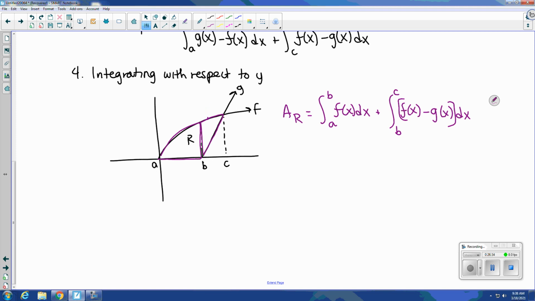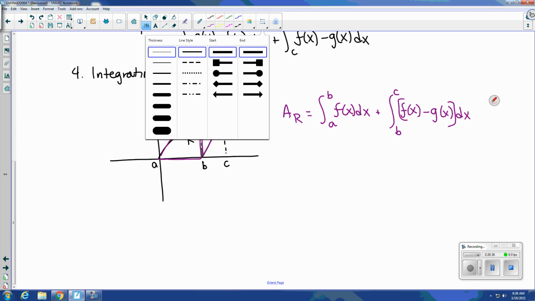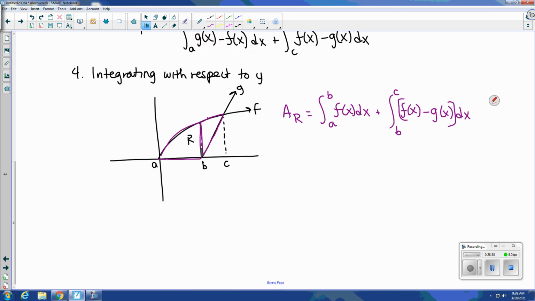If we're going to do that, the first thing you always need to make sure of, if you're going to integrate with respect to y, is that your functions are redefined in terms of y. So if we have f of x and g of x, meaning we have y equals some function of x given to us, make sure you take those functions and solve for x so that they are now functions of y. So we're going to have to make g of x and f of x into functions of y. That's always going to be your first step.